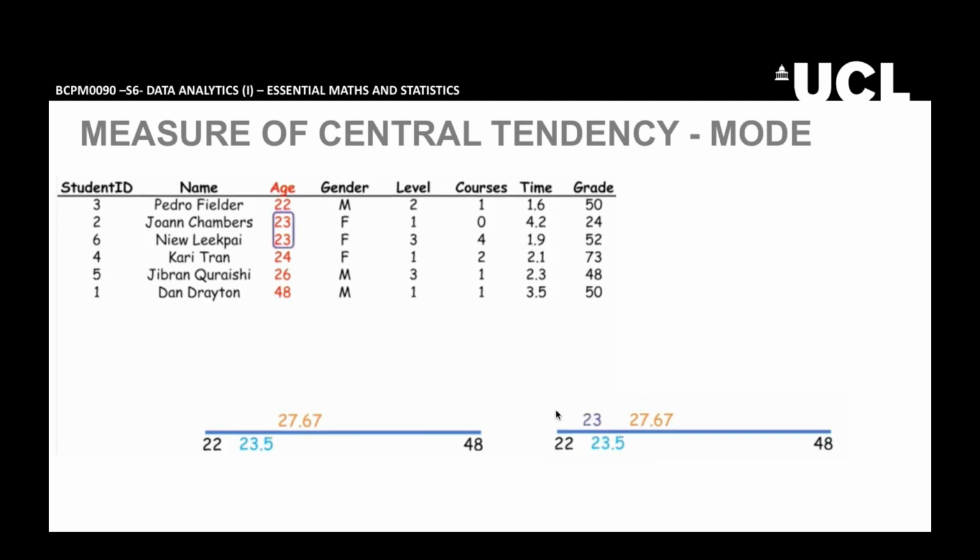And finally, we can look at the mode, which is simply the value that occurs most frequently. In this case, there are two instances of students with the age of 23 and only one for every one of the other values. So 23 is our mode. You can see here the representation of the mode.